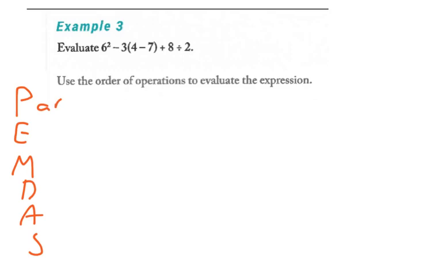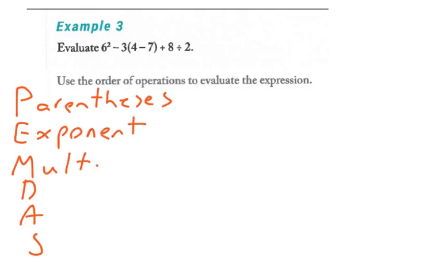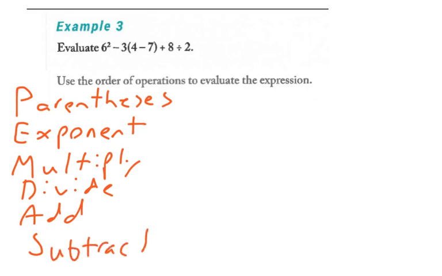So the P stands for parentheses. This is what we always do first. Our E stands for exponents. M stands for multiply. D stands for divide. A is for add, and S is for subtract. And so that is what we have to do. We have to do this particular order for our problem to turn out correct.